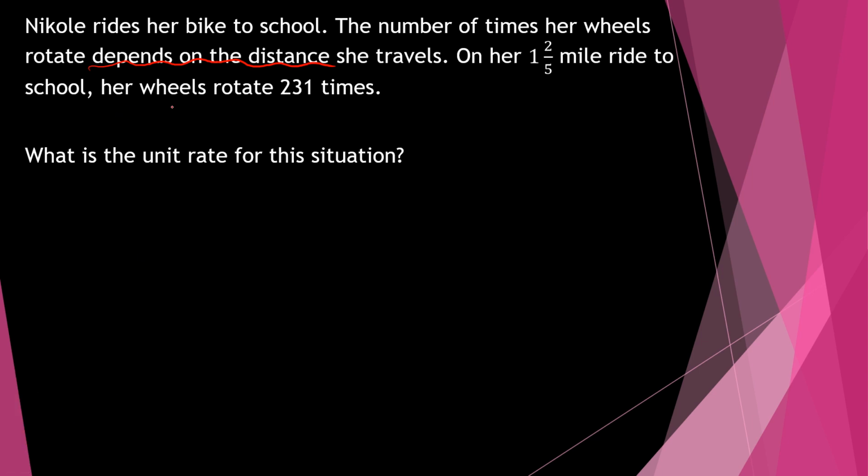If it says that the number of times her wheels rotate is dependent on the distance, that means that if I bike a shorter distance, my wheels will spin less times. So what this is actually telling us is that the independent variable is the distance, because the number of times that her tires rotate is based on how far she travels, which means that our y over x is actually going to be flipped. So 231 will go on top and her distance will go on bottom.